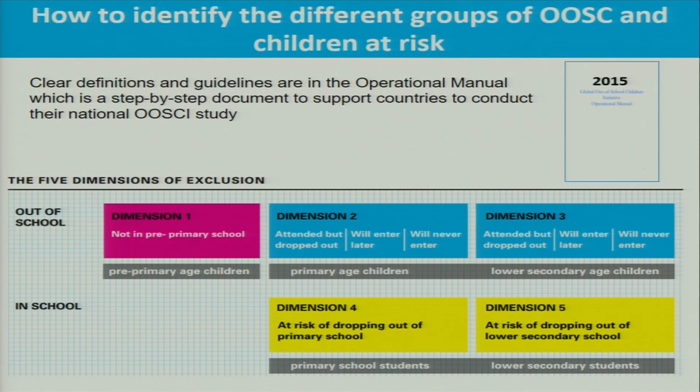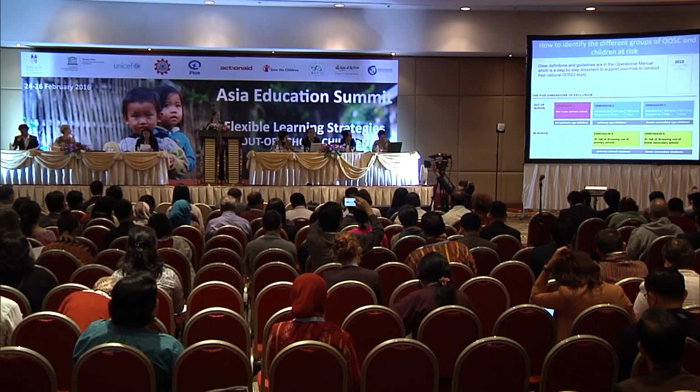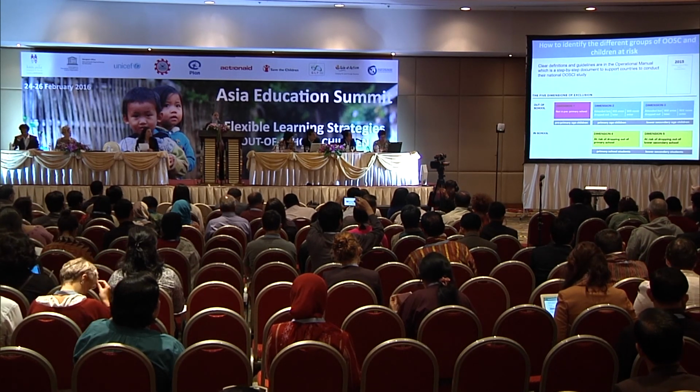So the out-of-school children are usually defined by 5 dimensions of exclusion. We look into only 3 different levels of education: pre-primary, primary, and lower secondary. We then have dimension 4 and 5, which cover the children who are in school, but are at risk of dropping out. In dimension 2 and 3, we have also what we call the school exposure.